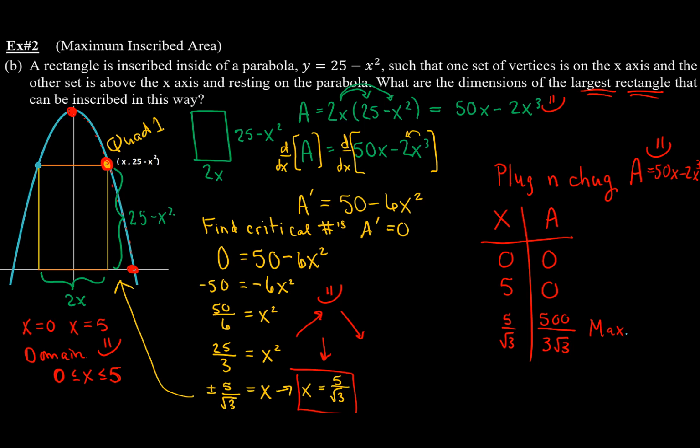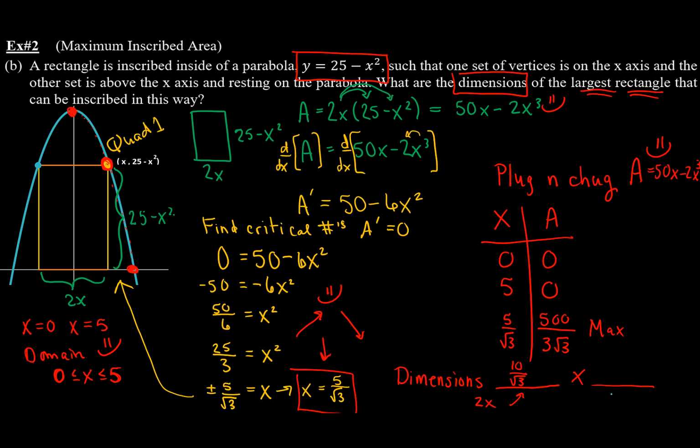All right, so what are the dimensions? Because they're asking us for the dimensions. Remember that this rectangle is 2x by y tall. So what we need to do is go back to the parabola function, and the width is 2x. So 2 times 5 divided by the square root of 3 is going to be 10 divided by the square root of 3. That's my x value. So remember, this was a 2x.